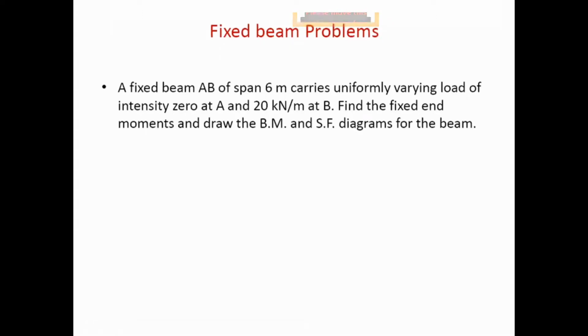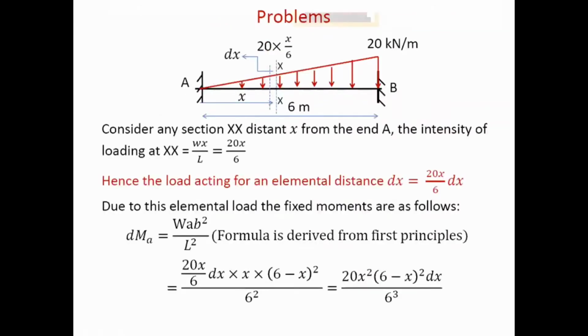So let us see first of all what is the loading diagram from the given description. This is the loading diagram. Zero intensity of loading on support A and 20 kilonewton per meter intensity of loading on support B. Now our aim is to find fixed end moments on supports A and B. So MA and MB we have to find.